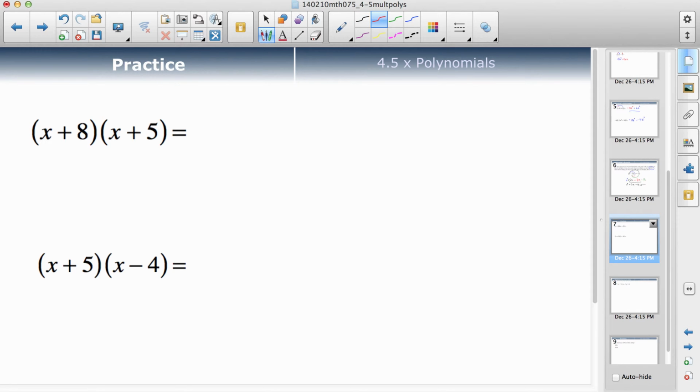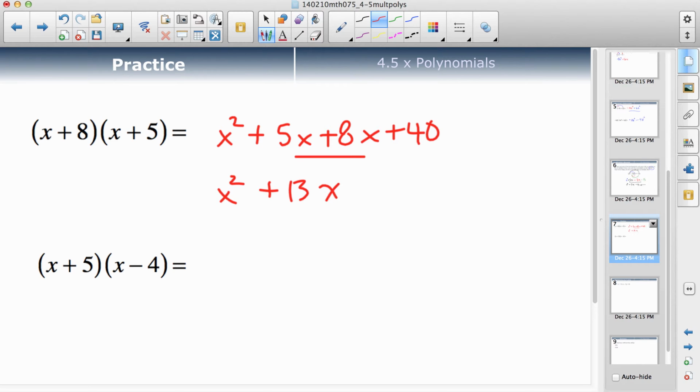Okay, this one would be x squared plus 5x plus 8x plus 40. Middle two terms I can add again, so it'd be x squared plus 13x plus 40. I'll just give you the answer to the next one. So it'll be x squared plus x minus 20. That should be your answer. You would have got a minus 4x and a plus 5x in there somewhere.